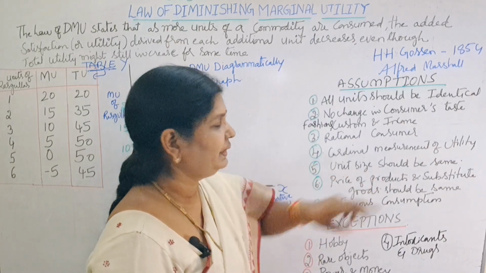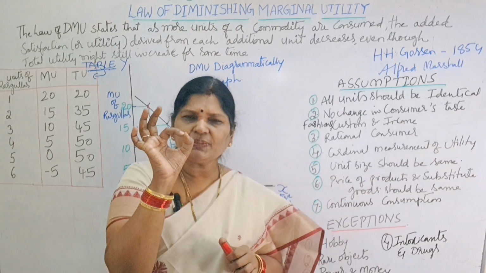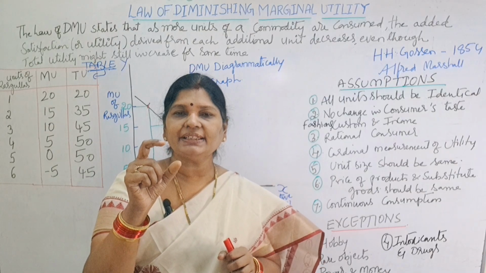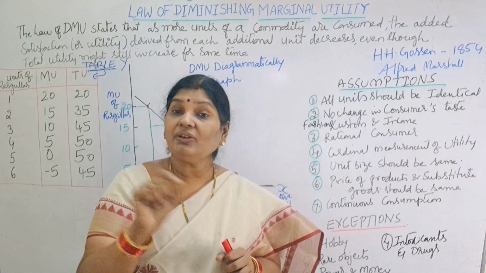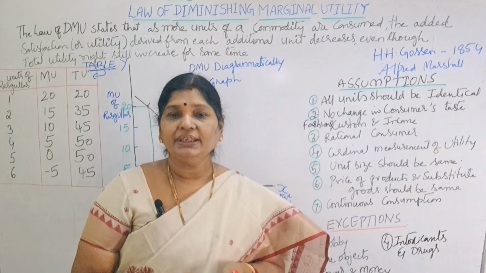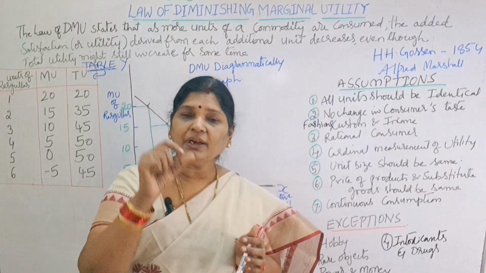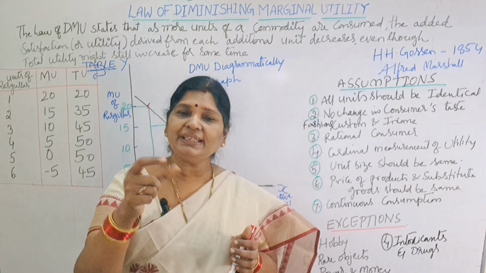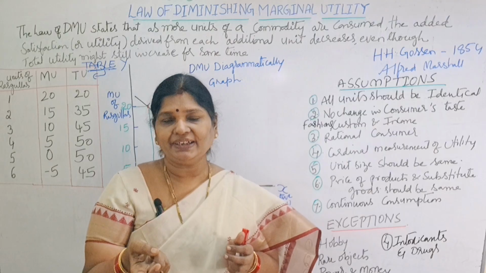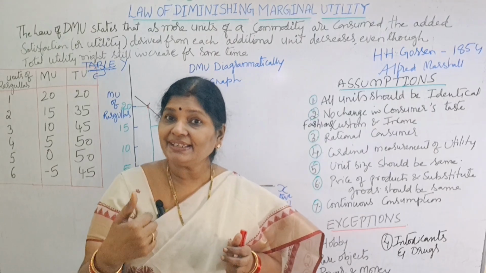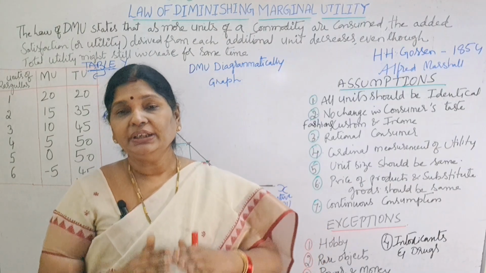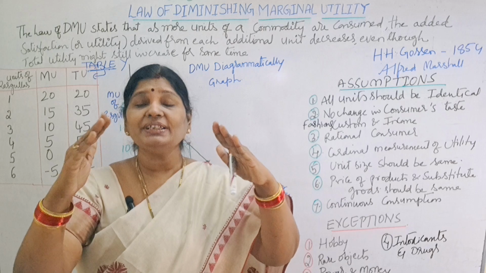Next, unit size should be the same. For example, if you are given a small rasgulla the first time, and the second time the rasgulla size increased, third time this much, then the first rasgulla will not give you satisfaction because it is very small. Say for example, you are given one samosa. If the first samosa is small and the second samosa is big, then definitely the first samosa is small, that's why it won't give you much satisfaction. Here the marginal utility will not decrease, it will increase with the second samosa, right? In the same way, the first samosa, whatever is given to you, is of this much size. Say 2 kgs of samosa.